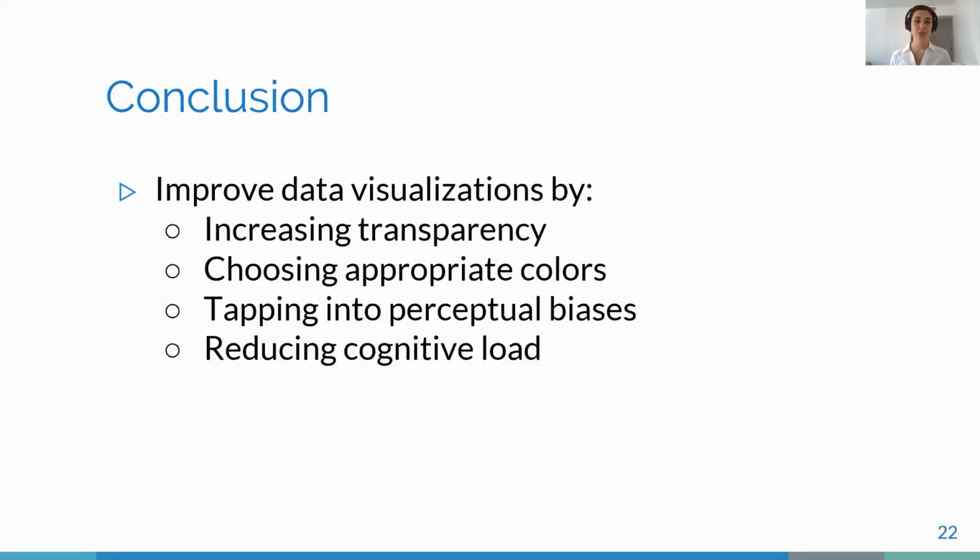So to conclude, we can improve our data visualizations first and foremost by increasing the transparency. But once we increase the transparency, there are some other things that we have to consider in order to make our visualizations easy to read. This can be choosing appropriate colors for the structure of your data, tapping into perceptual biases that your readers have, and reducing the cognitive load for your readers so that they spend more time interpreting your graph as opposed to trying to figure out how to read it.